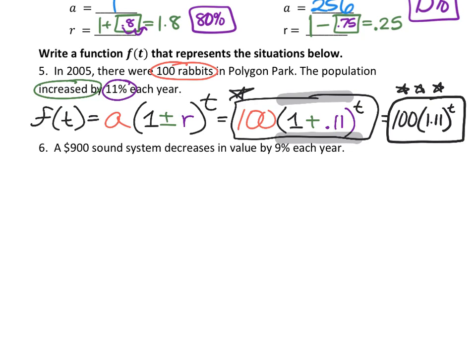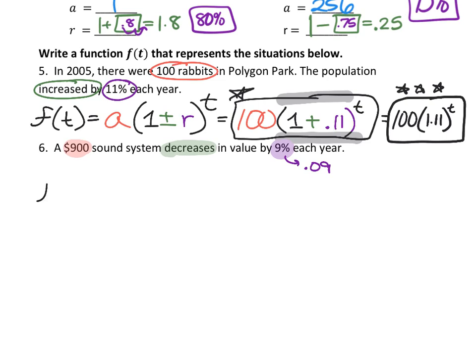If we read this question, it says a $900 sound system decreases in value by 9% each year. What is the 900? The initial value. What does decreases tell me I'm going to do? Subtract it. Negative. Which is growth or decay? Decay. And what is this 9%? Your rate. Now, when you change this to a decimal, it should be 0.09. Did y'all do that part right? Sometimes I forget to move it twice, and then I try to use 0.9, and it's different. 0.09, you've got to move it twice. Dr. Pepper has 2 letters, so you move it twice.